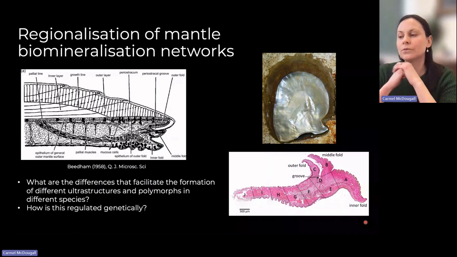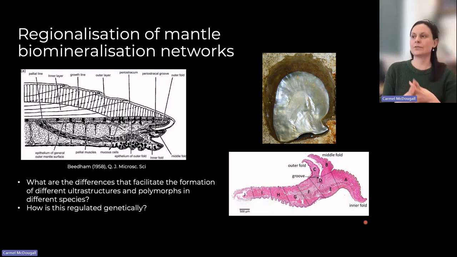So just thinking about this further, I'm interested in the regionalization of this mantle by mineralization gene network and how all of this is regulated at the genetic level. And I'm also interested in what are the differences in those proteins that facilitate the formation of the different ultrastructures and polymorphs that we see in different species.